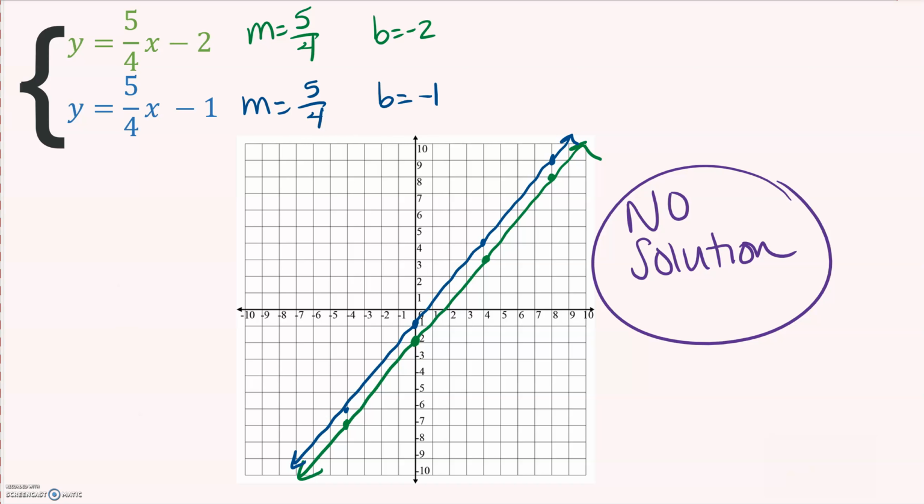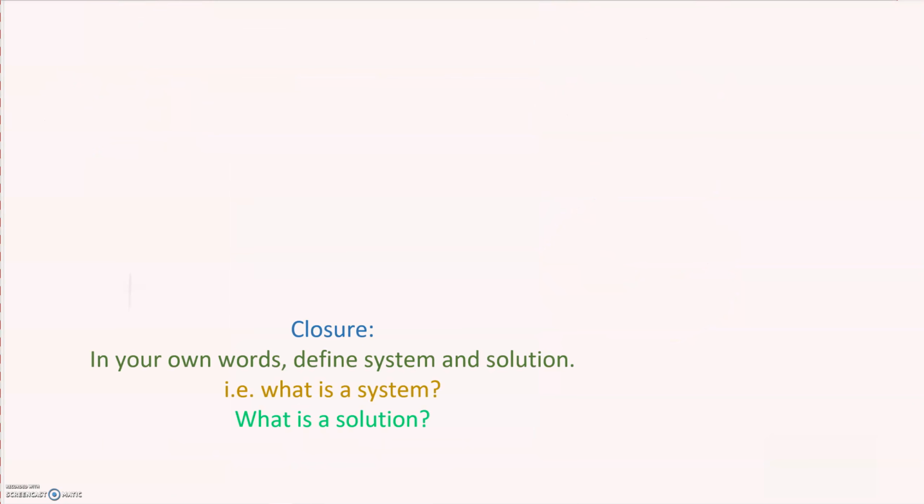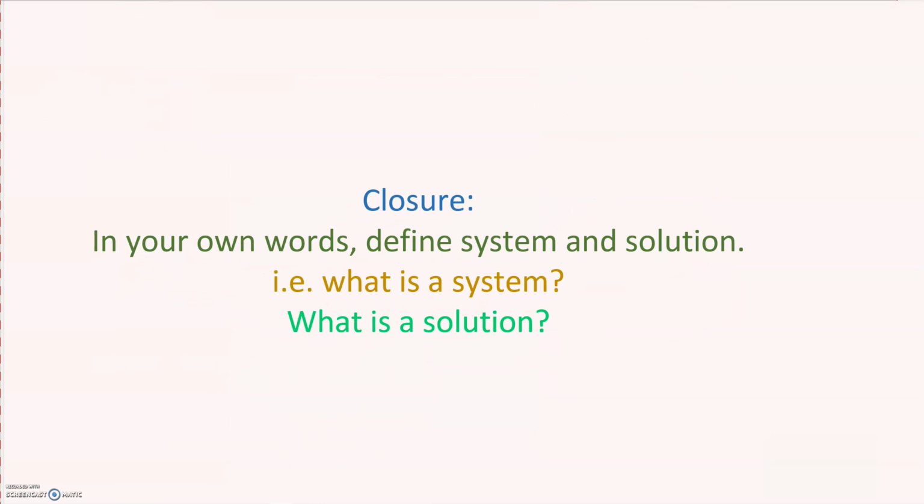All right, that's what we got today. So now, for our closure, I want you to define in your own words what a system is and what a solution is. So on your paper, I want you to write down what is a system and what is a solution. And then that's all that I've got for you today.